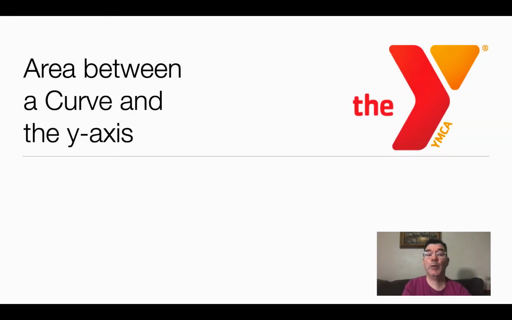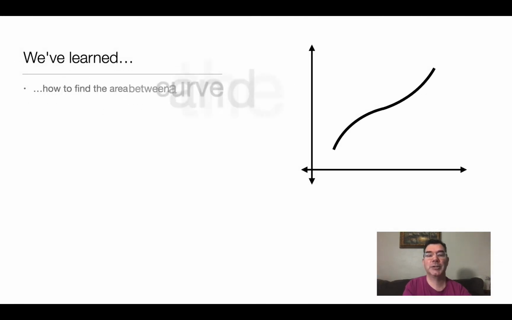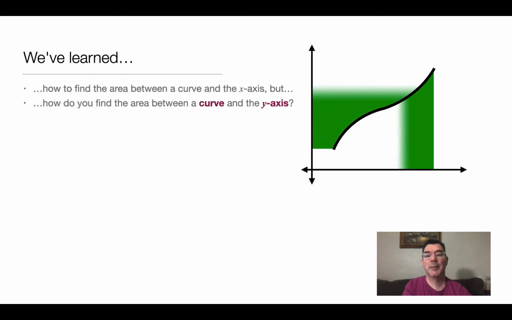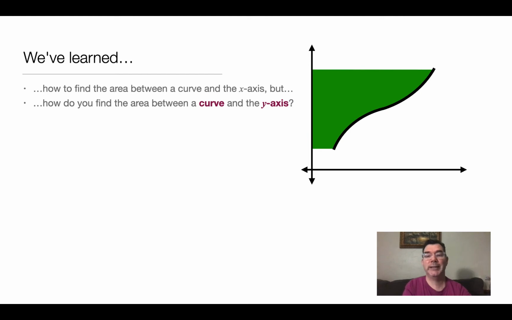Hello again. Today we're going to be talking about how to find the area between a curve and the y-axis. Up until now, we've been talking about the area between a curve and the x-axis. So now this is a slightly different problem, but it's certainly one that we're able to do. So we've done this. We figured out the area between a curve and the x-axis, but what if that switches? So now I need the area between the curve and the y-axis.